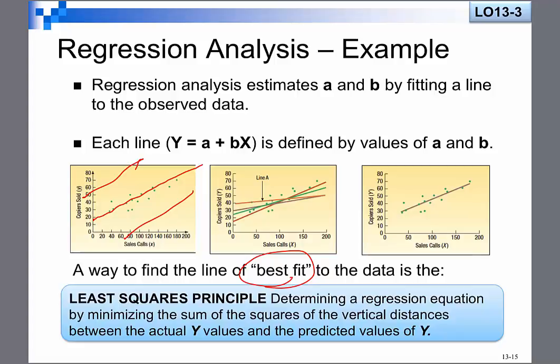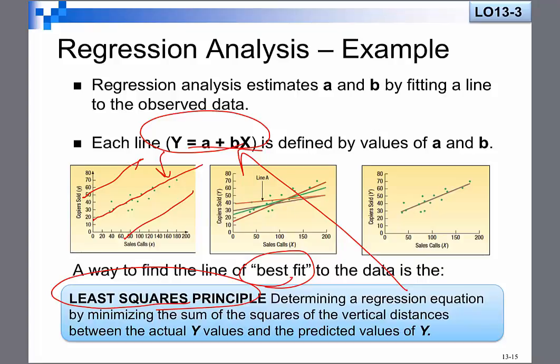Why? Because we want that line to be used as a predictive tool for when X changes, how does Y change? Because this corresponds to that straight line. But we have to get the straight line first. We've got to get the best fitting line first. It's called the least squares principle. Determining a regression equation: what's the equation? This is the equation, by minimizing the sum of the squares of the vertical distances.